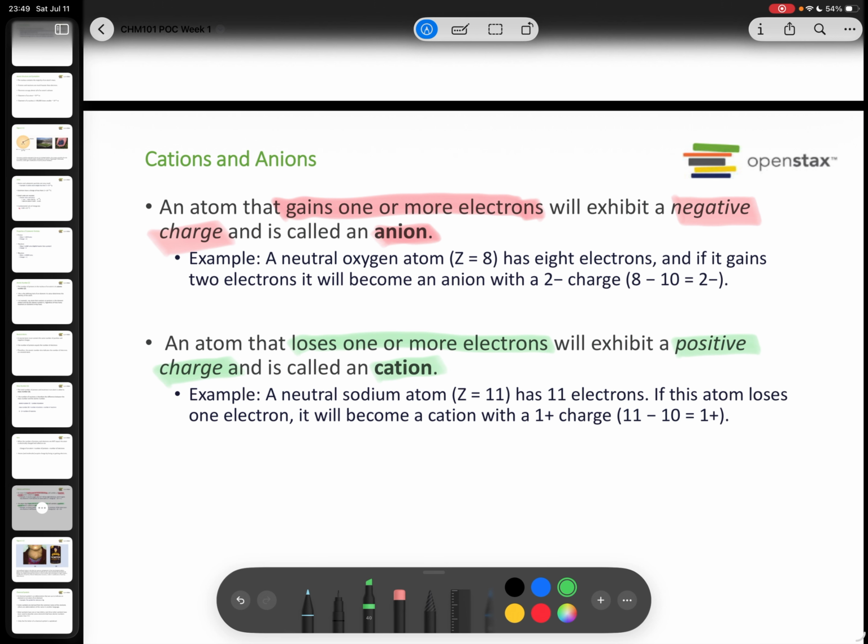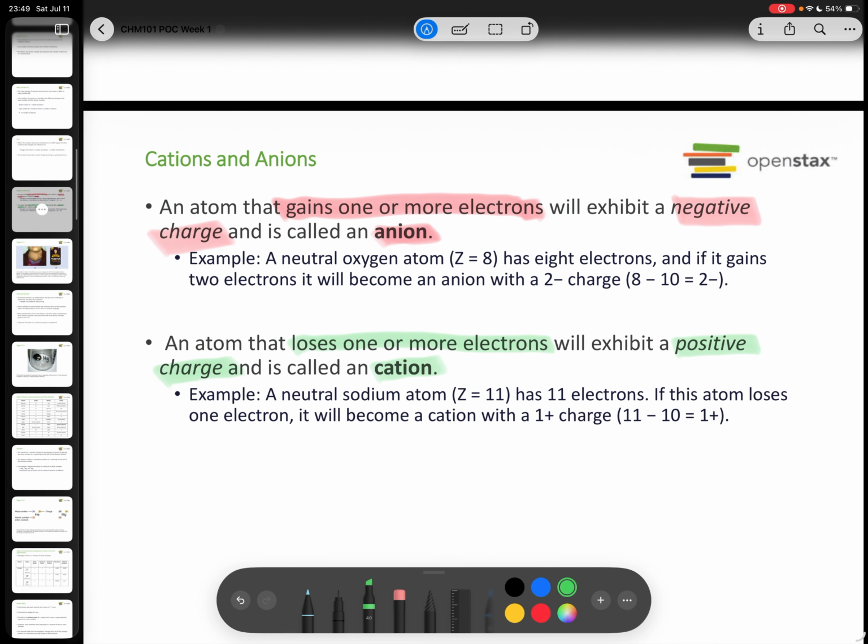So, ganun lang malalaman kung ano siyang type ng ion, no? Kung anion or cation siya. So, anion, negative; cation, positive.